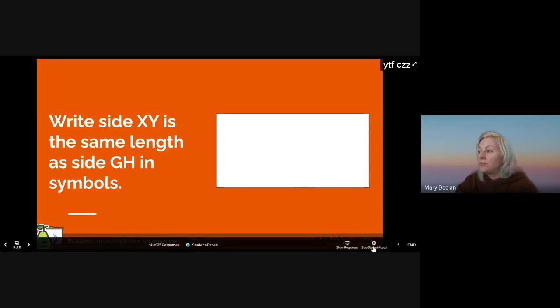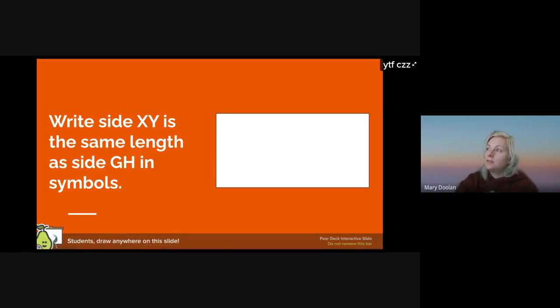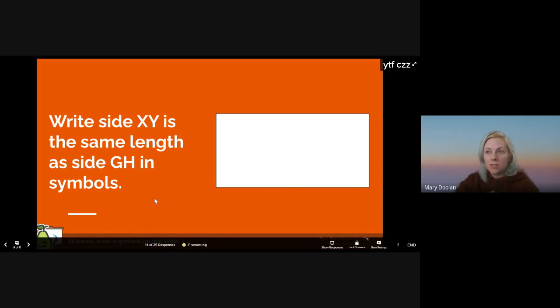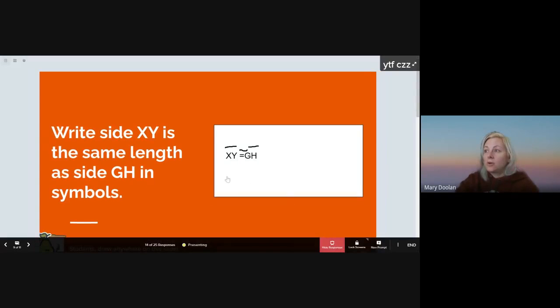So it's 9:55. I'm going to stop student pace. Go ahead and come back to our Google Meet tab. You don't have to close Pear Deck, just come back to our tab. And so for slide 9, it says right side XY is the same length as GH in symbols. And so here's an example of a correct response.